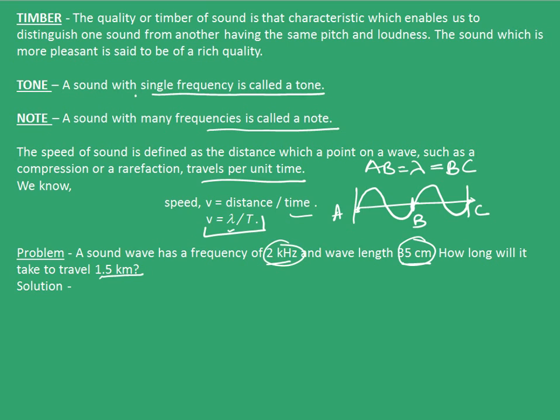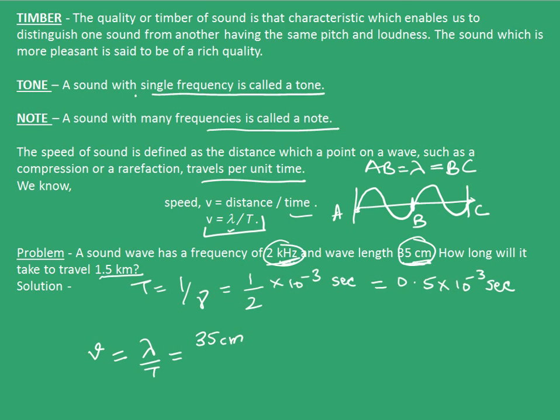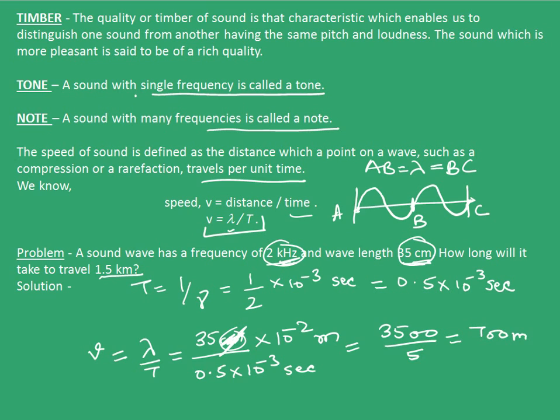And from frequency, we will calculate our time period. So time period is nothing but 1 upon frequency, which is 1 upon 2 into 10 raised to the power of 3 hertz, because this is kilohertz. This is nothing but 0.5 into 10 raised to the power of minus 3 seconds. Now, we have been given the wavelength, so therefore speed V is wavelength upon time, which is 35 centimeters divided by 0.5 into 10 raised to the power of minus 3 seconds. Now I convert the centimeters into meters by multiplying it by 10 raised to the power of minus 2 meters. So this becomes 3500 divided by 5, which is 700 meters per second.